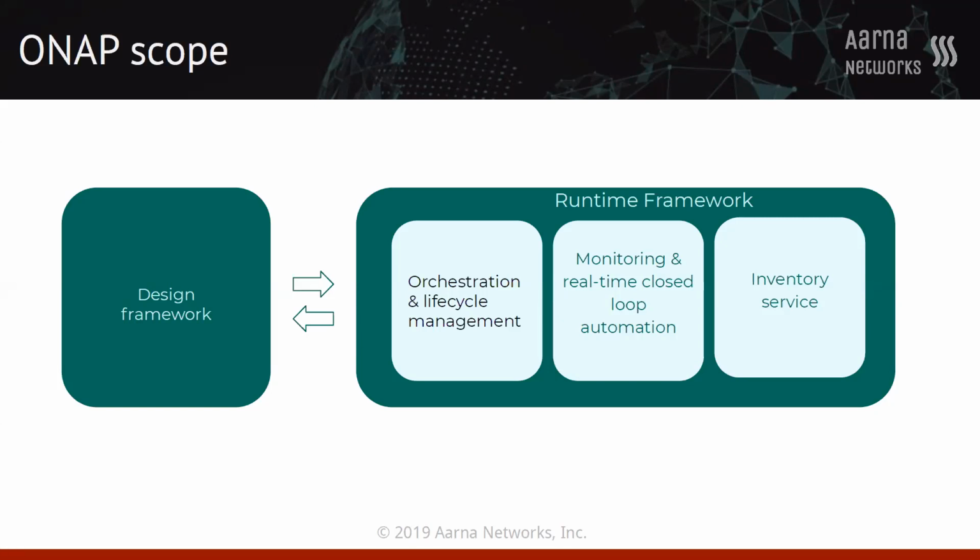In addition to all of this, ONAP also has an inventory service. The inventory service is the single source of truth. It tracks everything that ONAP is touching, whether it's virtual, physical, subscribers, and the database is a graph database, so all the relationships are also tracked in addition to all the active and available inventory. So that's the scope of ONAP at a high level. You can go to the next slide.